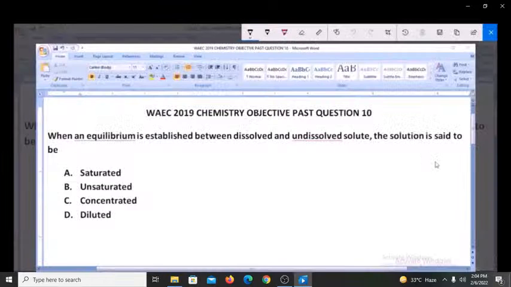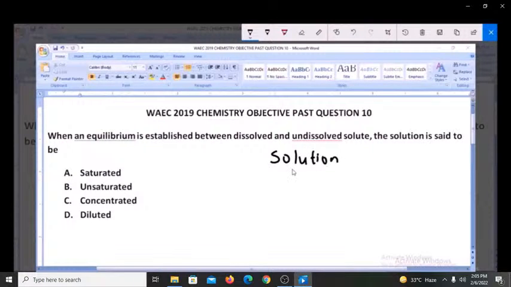Hello, I'm going to be answering WAEC 2019 Chemistry Objective Past Question, and this is question 10. When an equilibrium is established between dissolved and undissolved solute, the solution is said to be A. Saturated, B. Unsaturated, C. Concentrated, and D. Diluted.